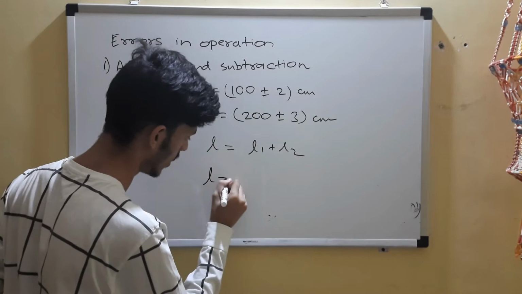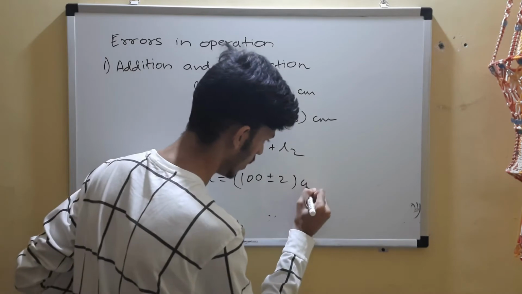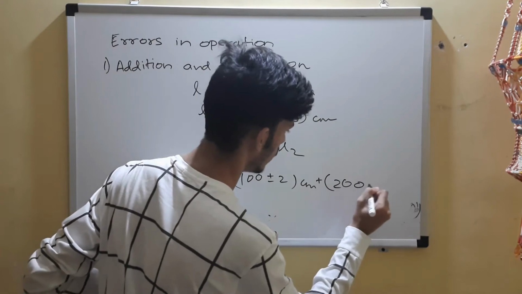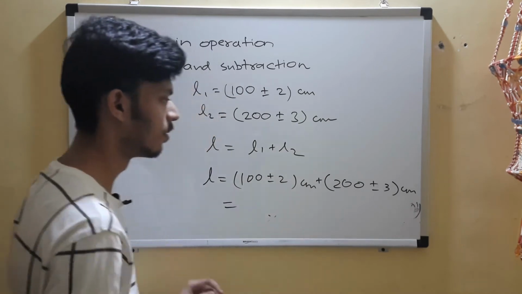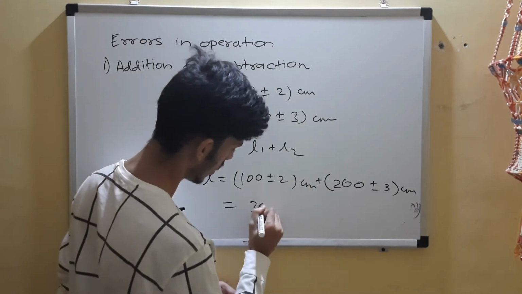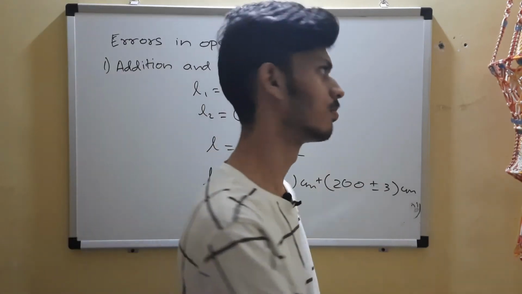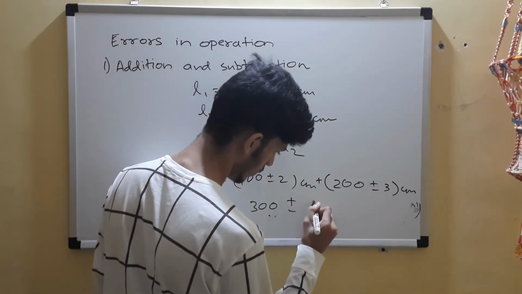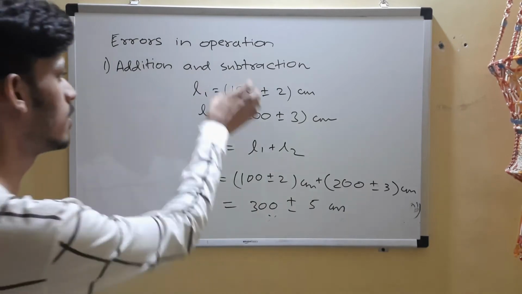Okay, so L is L1 plus L2. So L1 is 100 plus minus 2 centimeter, and here also you have plus 200 plus minus 3 centimeter. So you directly add their actual values, and whenever you add or subtract two quantities, the errors are always added. So 2 plus 3, 5. So simple. The statement makes it so simple. You add this and you add this.